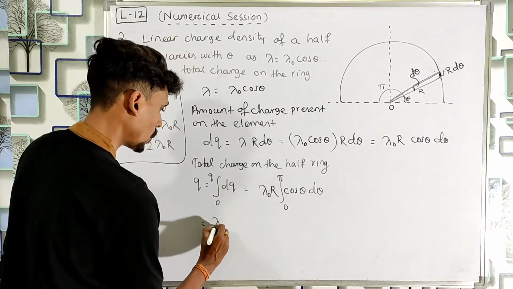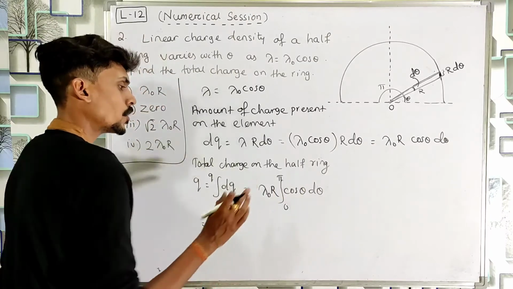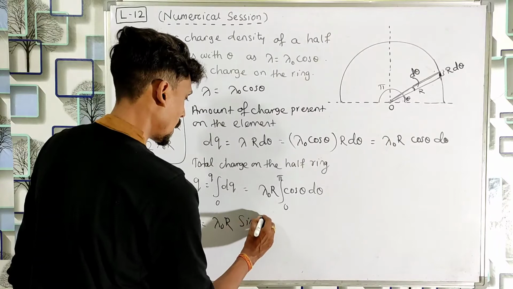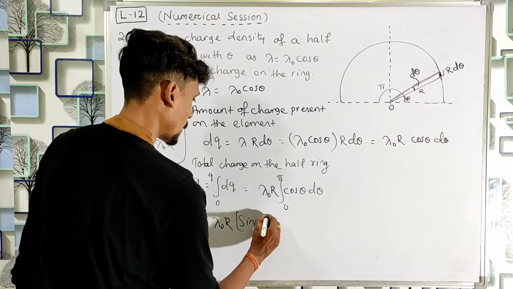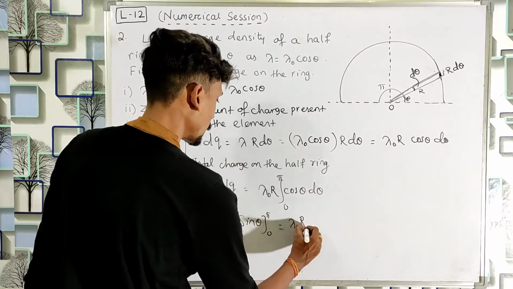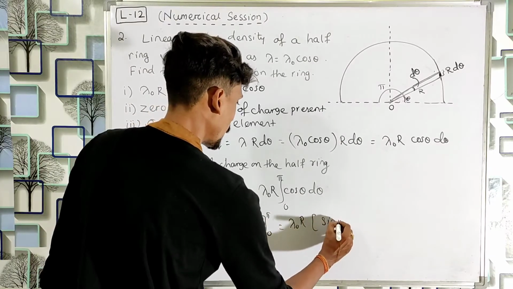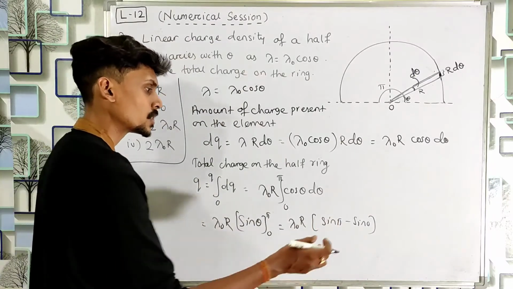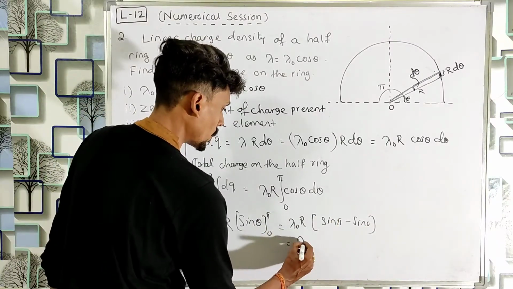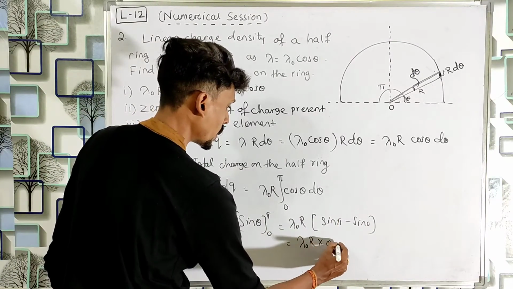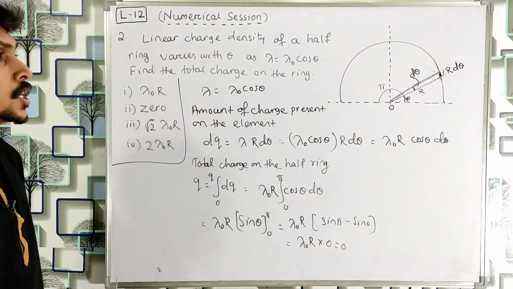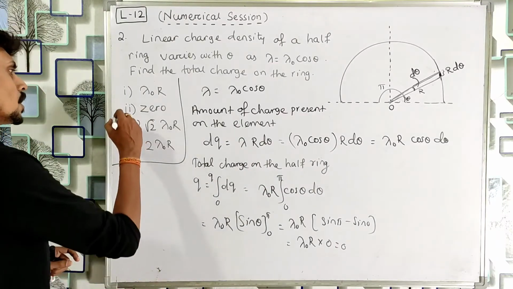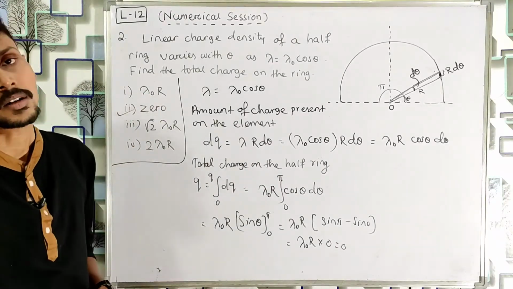That is equal to lambda naught into r. Integration of cos theta d theta is sin theta, and you have to put the limit 0 to pi. So lambda naught into r, sin pi minus sin 0, and we know that sin pi is 0, sin 0 is also 0, so it will be lambda naught into r into 0, that is equal to 0. Means the total charge on the ring will be 0. So option number 2 is the correct option.